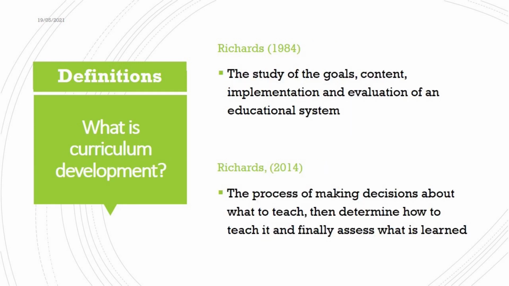Curriculum development, according to Richards, refers to the process of making decisions about what to teach, how to teach it, and how to assess or measure what is learned. In other words, it is the study of the goals, content, implementation, and evaluation of an educational system, a teaching program, or a course. In light of this definition, one can understand that curriculum development consists of setting the learning objectives, selecting the contents to be taught, designing a method of implementation, and finally deciding on the procedures which should be followed in order to evaluate the effectiveness of the curriculum.